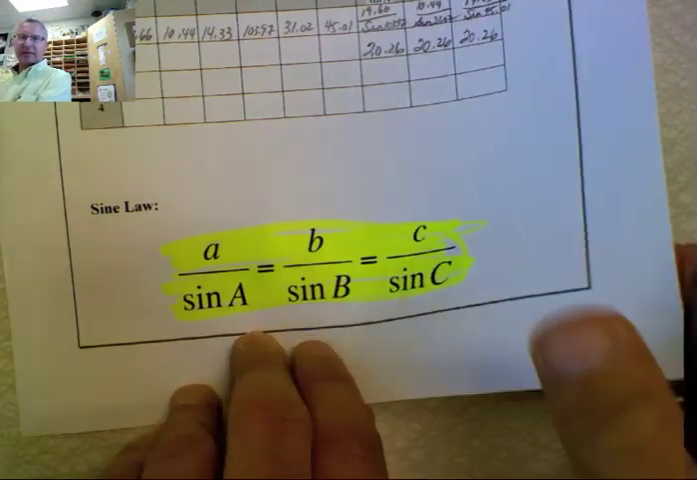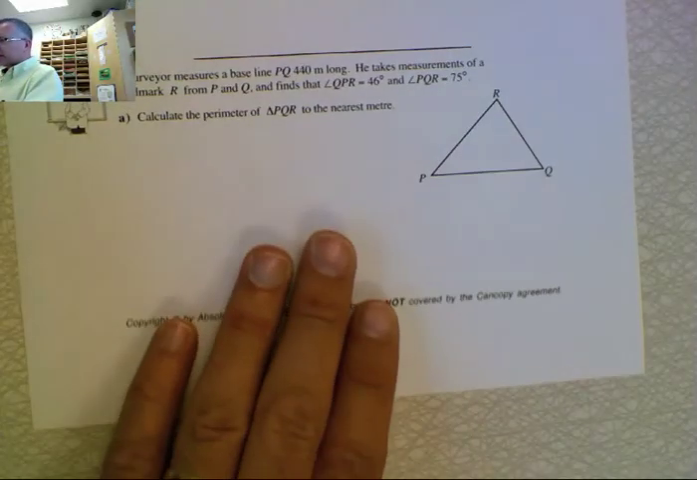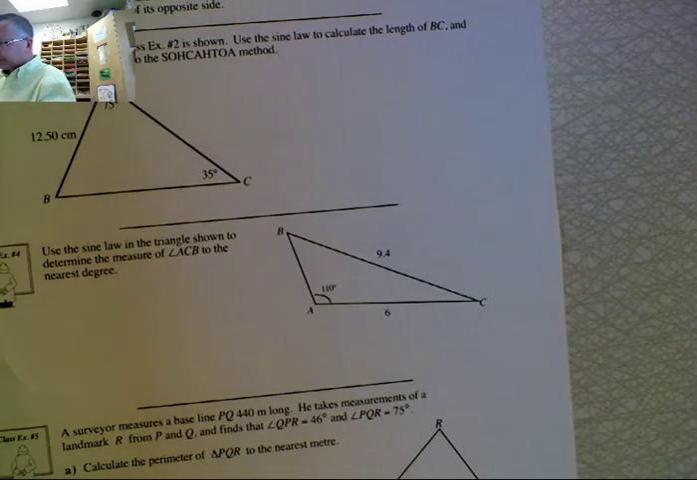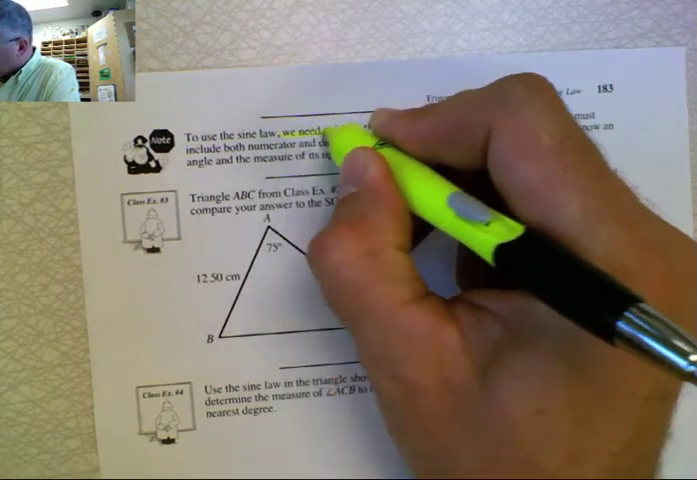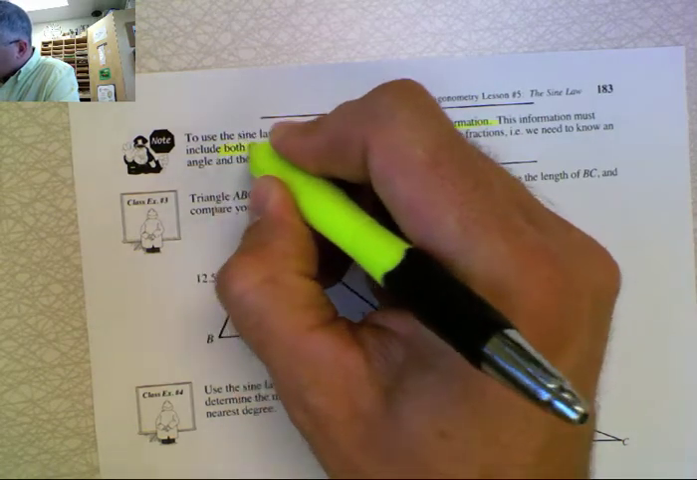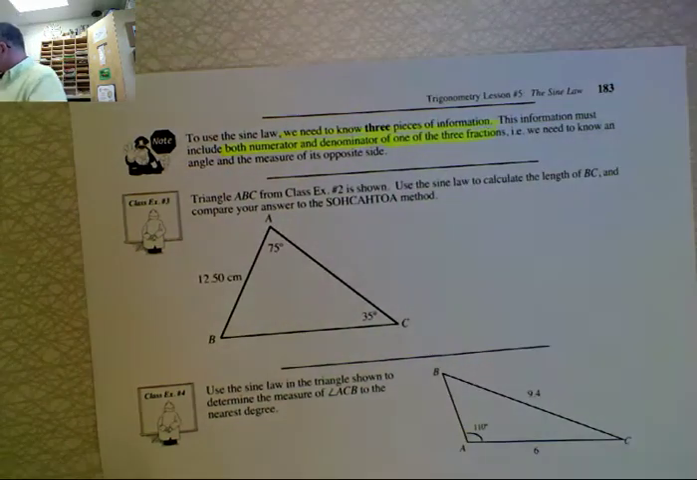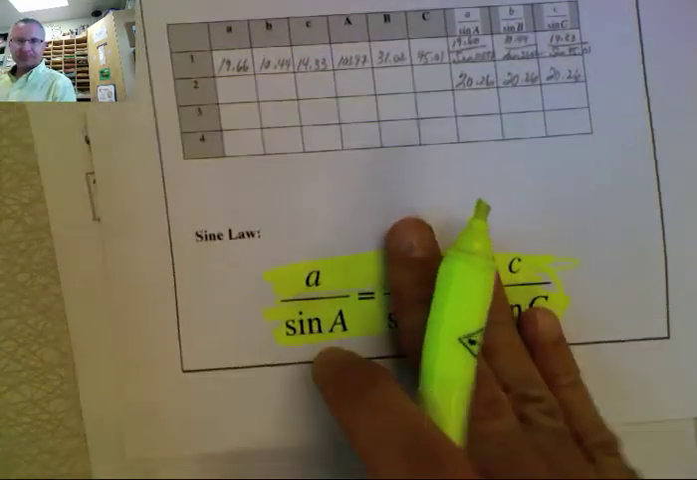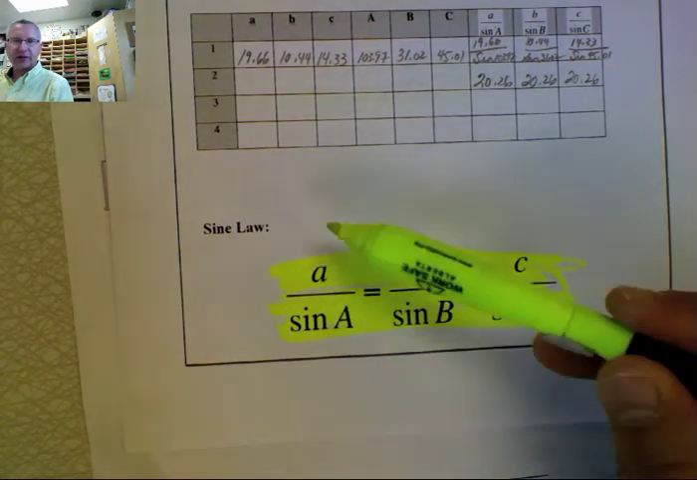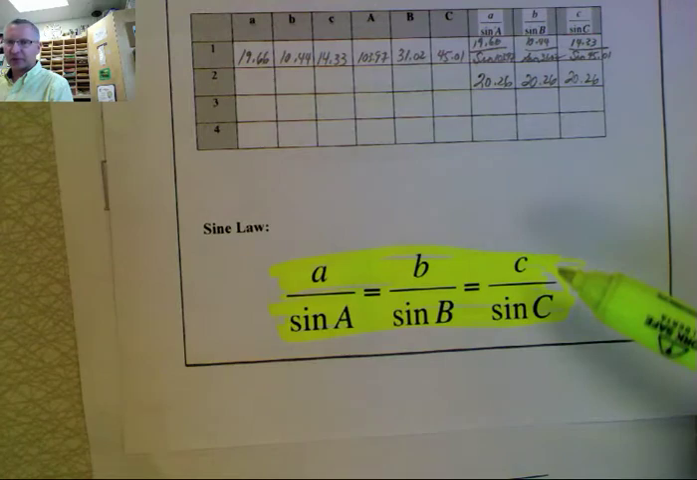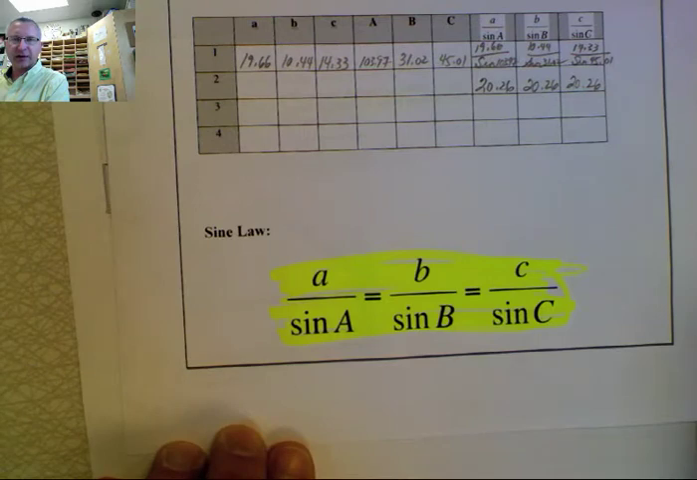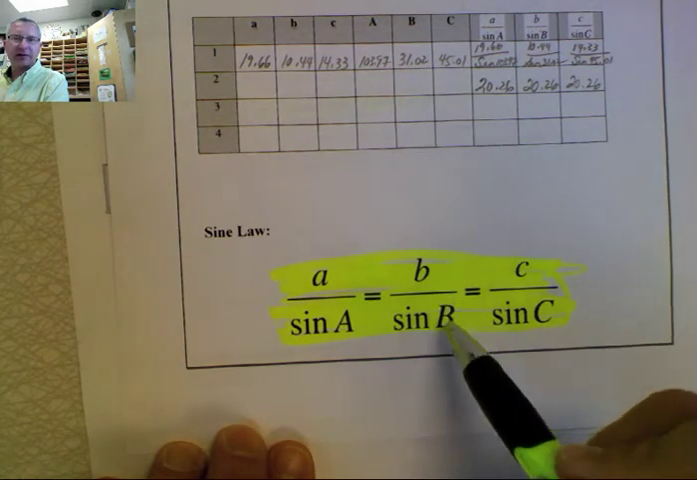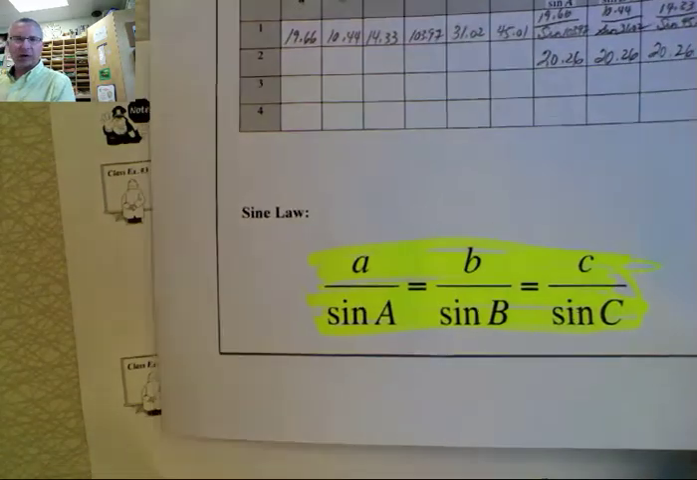So now we're going to use the sine law to help us find angles and sides. However, before you can use the sine law, you need to know three pieces of information. You must know the numerator and denominator of one of the three fractions. So basically, you need to know a complete fraction, either a over sine A, b over sine B, or c over sine C. You need a complete one of these to be able to use sine law. And you need one other piece of information, either a side or an angle, in one of the other fractions.